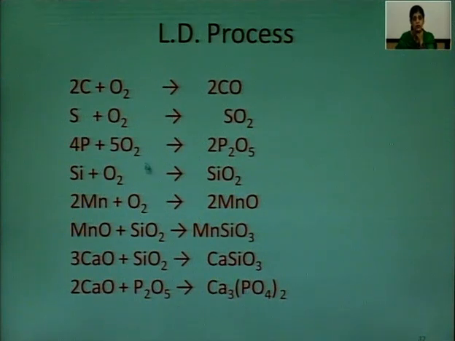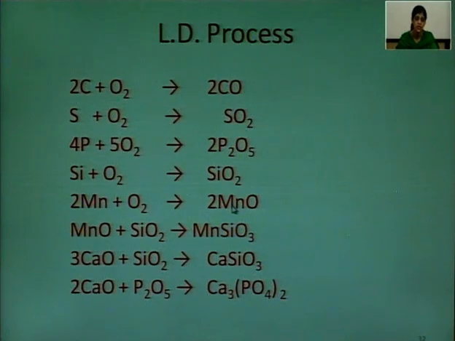These are the reactions. Carbon with oxygen will be oxidized to carbon monoxide, CO. Sulfur plus O2 will give SO2. Phosphorus plus O2 gives P2O5. Silicon plus oxygen gives silicon oxide. Manganese plus oxygen will give manganese oxide. So, these are the various oxides that are formed. The impurities of carbon, sulfur, phosphorus, silicon and manganese are converted into their oxides.